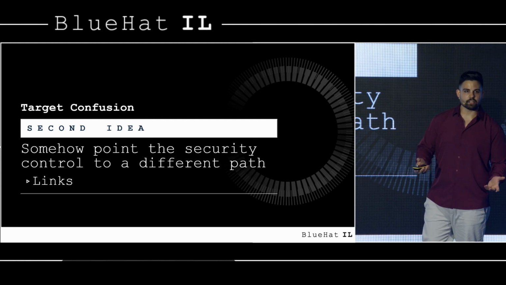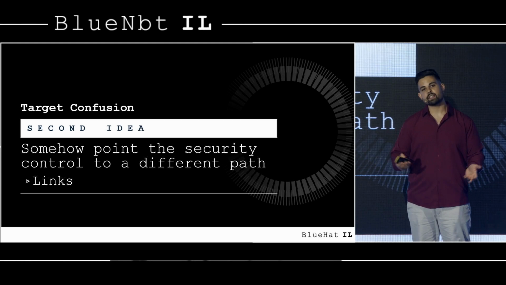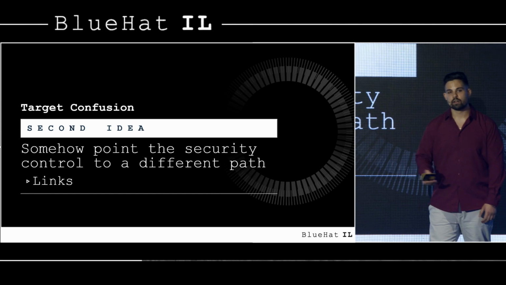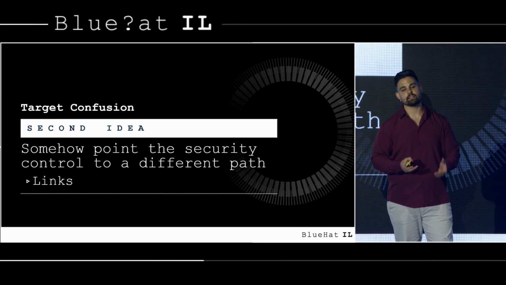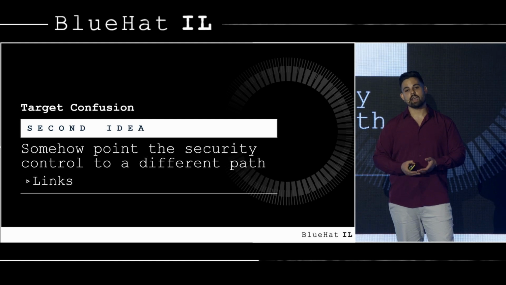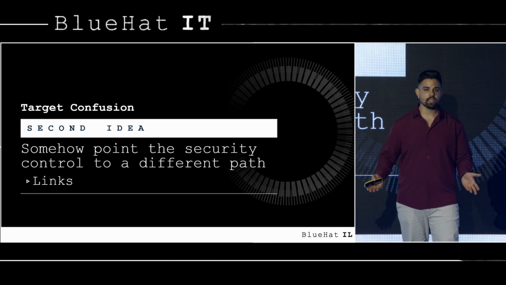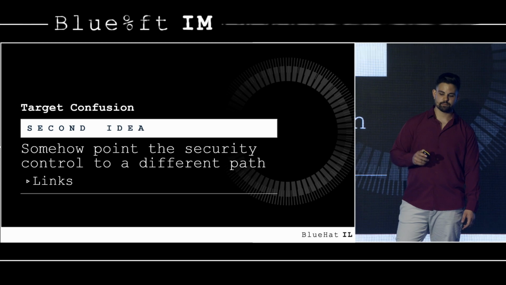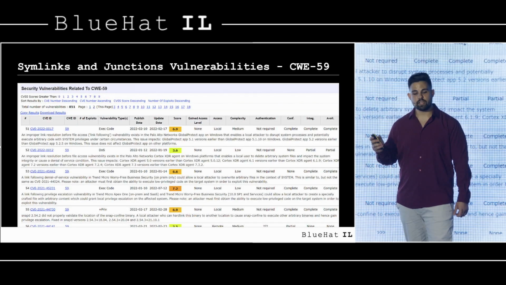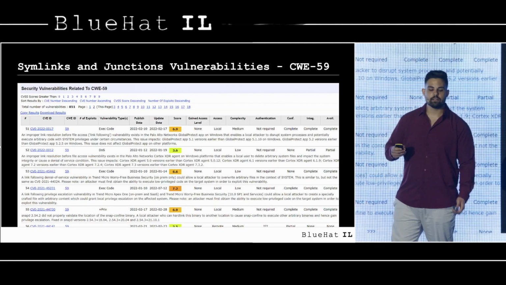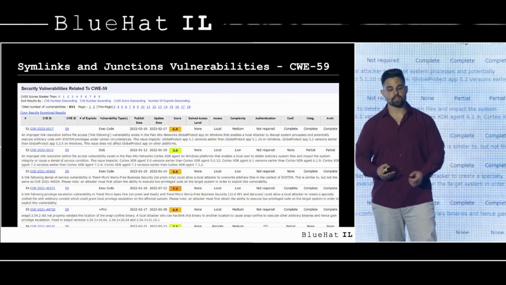And then the second idea that you can have is to maybe somehow point the EDR or the antivirus towards a different path while it still thinks that it deletes the original path. And a very good lead to do such a thing would be with links. Now, the link vulnerability category, CWE-59, is already very well known to us researchers.